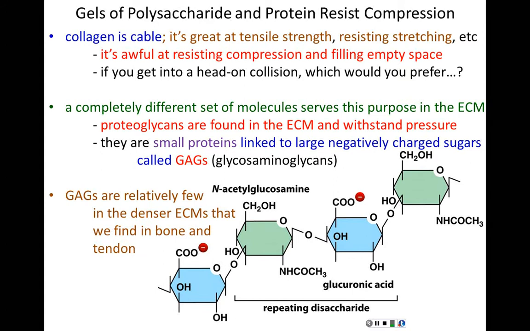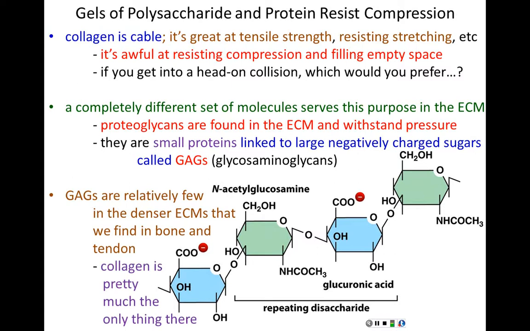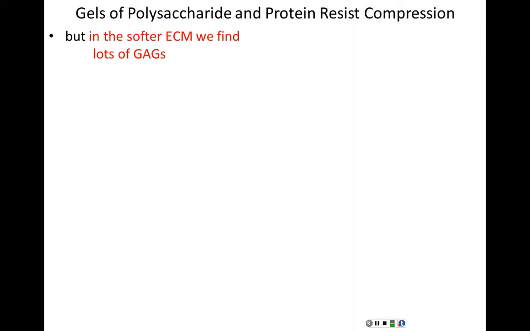So in the ECMs of our denser tissue types, in the ECMs of bone, you really don't find proteoglycans at all. You don't find these GAGs at all in bone. In tendon, you find very, very few of them. They're very much in the minority in these denser tensile strength ECMs. Collagen is the main component in these tissue types. But in the softer ECMs, we find lots and lots of proteoglycans with lots and lots of GAGs.